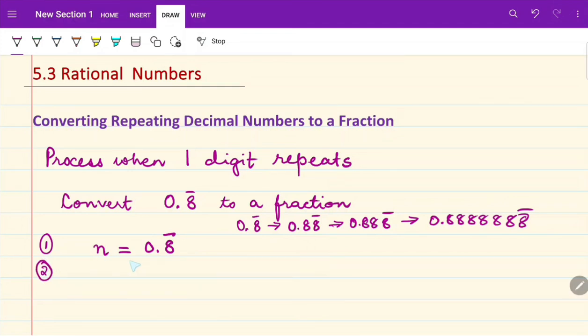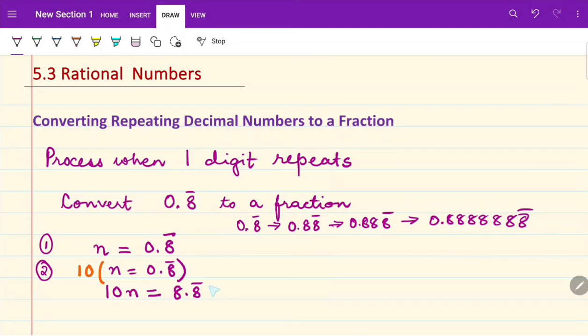Now in step 2, because there's only one digit repeating here, I'm going to multiply this entire equation, n equals 0.8 bar, by 10. When I do that, I end up getting 10n equals, and just one thing when multiplying a repeating decimal by 10, we will end up getting 8.8 bar.